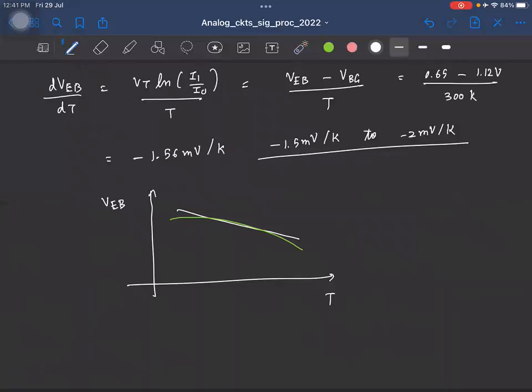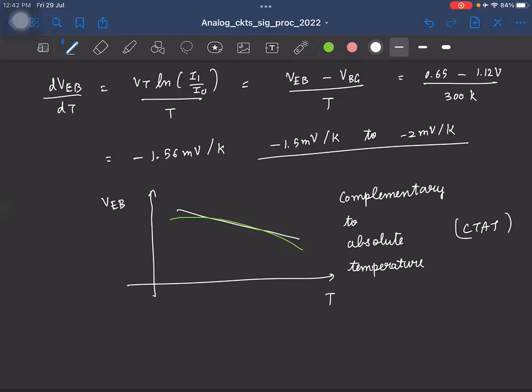Okay. Great. So this kind of characteristic where the voltage reduces with temperature is often called complementary to absolute temperature, or often known as CTAT. Okay, this is just a definition.